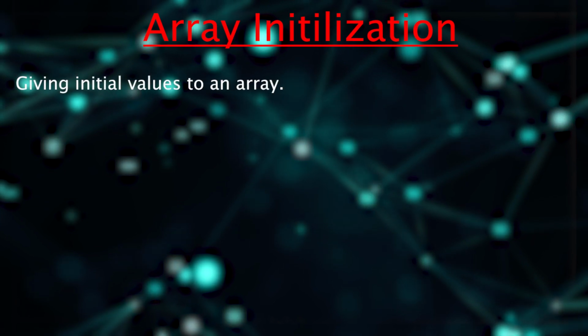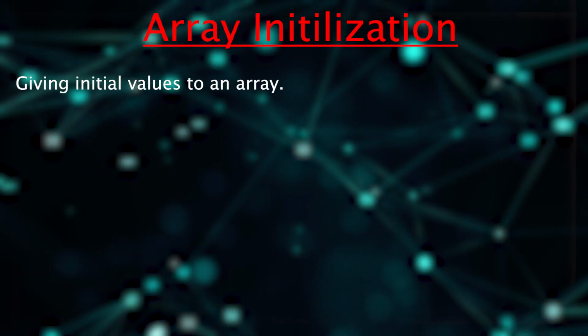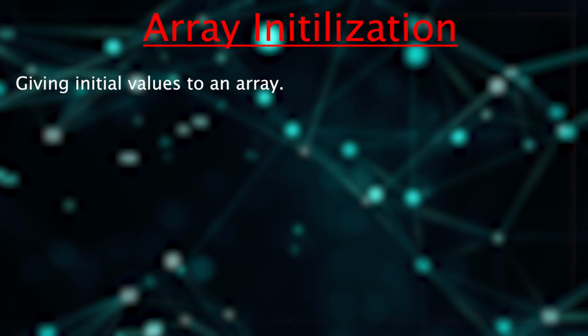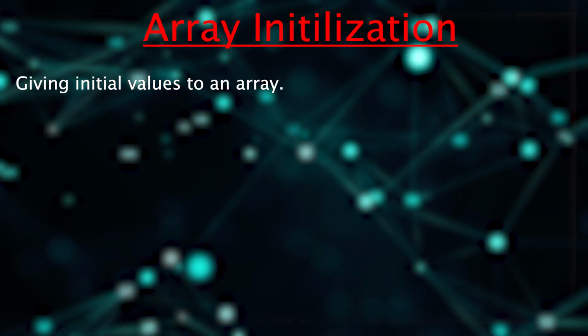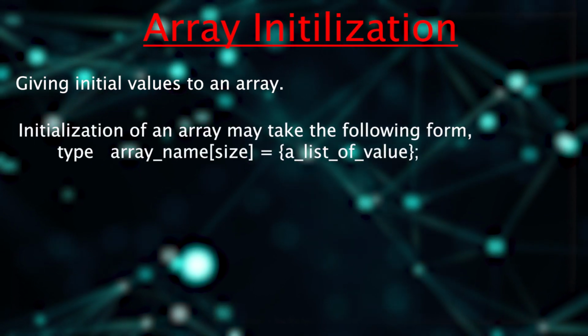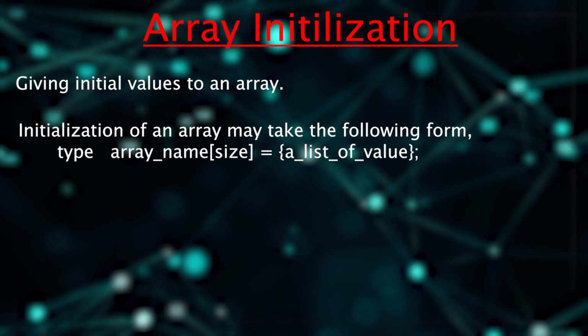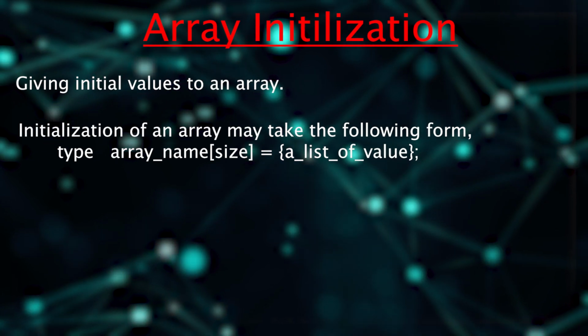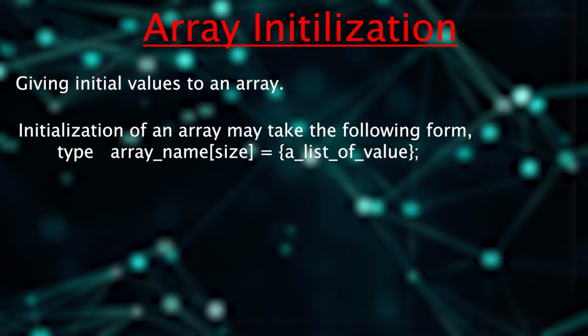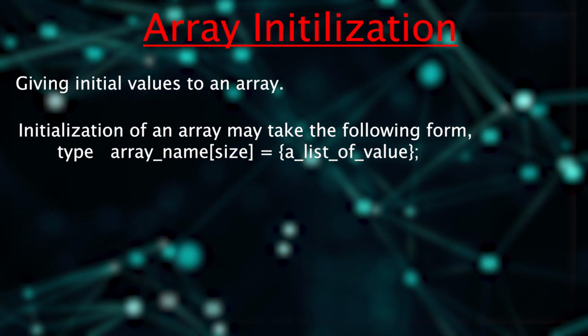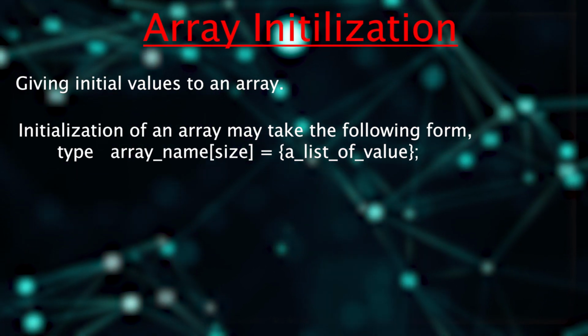Now, we will talk about array initialization. An array may be initialized at the time of declaration. It is used for giving initial values to the array. Initialization of an array may take the following form: type, array name, the size. After this we can have opening and closing curly braces. Within these curly braces we can provide the list of values.